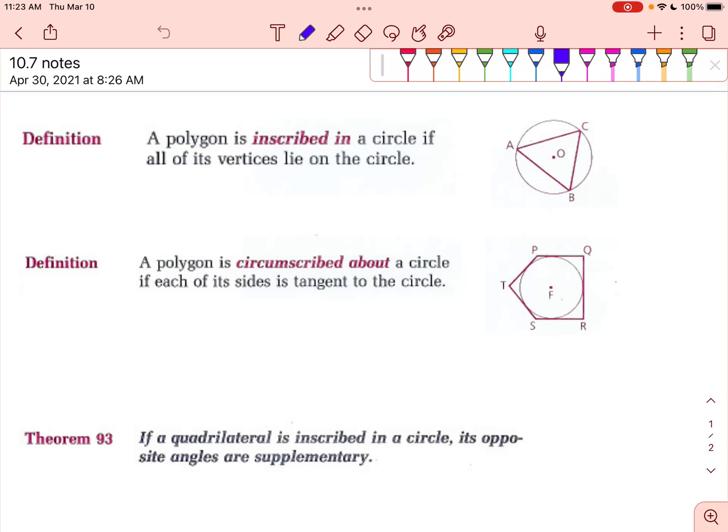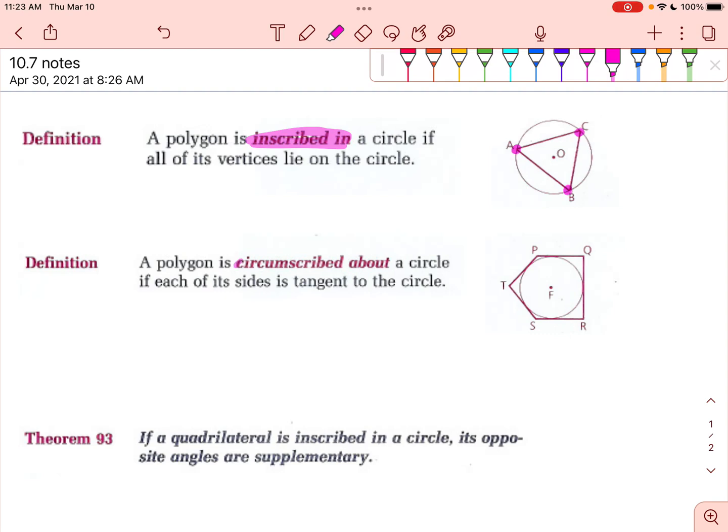So now we are on to section 10.7, and 10.7 is inscribed and circumscribed polygons. When I tell you a polygon is inscribed, you can think of it as inside. I can also tell you that a circle is inscribed. So the word inscribed just means inside. It also means that if a polygon is inscribed, all of its vertices, these pink points, are on the circle. So this is an example of an inscribed triangle.